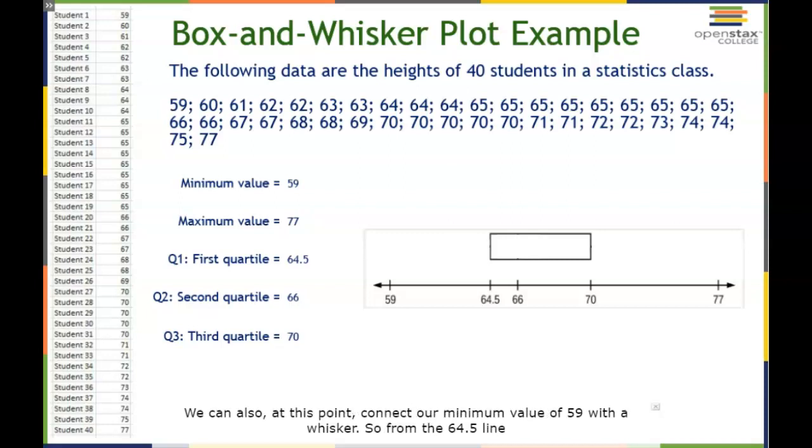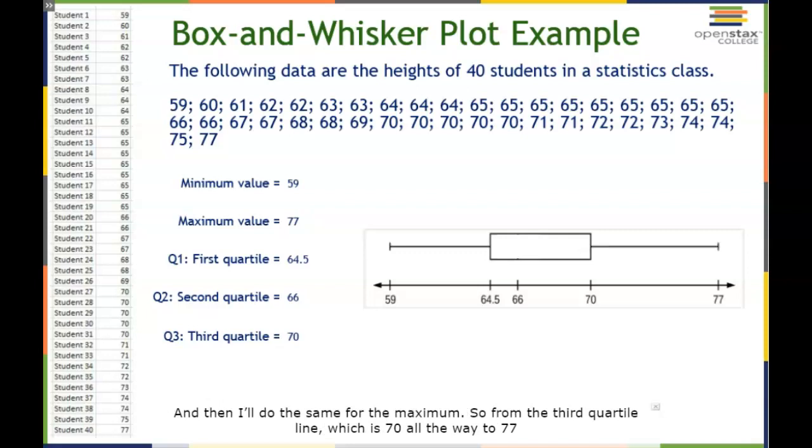We can also, at this point, connect our minimum value of 59 with a whisker. So from the 64.5 line, we're going to draw a line all the way down to 59 and draw a little vertical line just for the whisker part of it. And then we'll do the same for the maximum. So from the third quartile line, which is 70, all the way to 77, we connect those with a horizontal line, and then a vertical line just to mark where it ends.